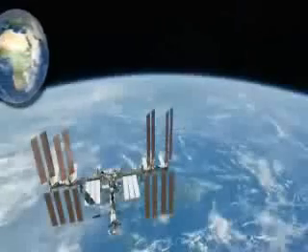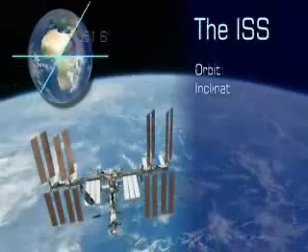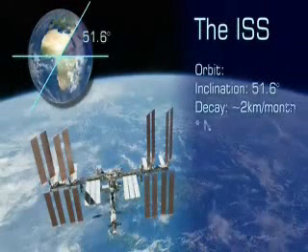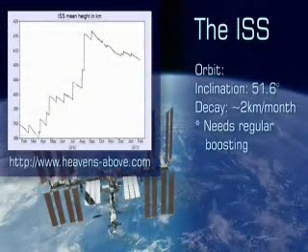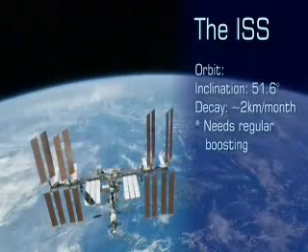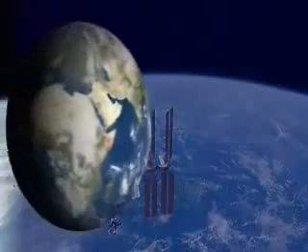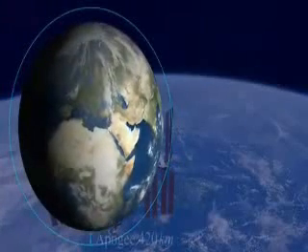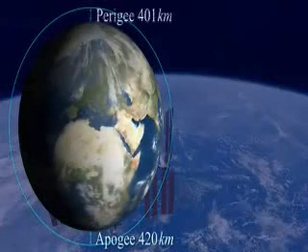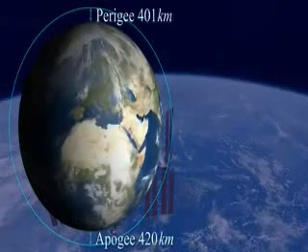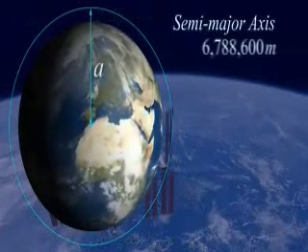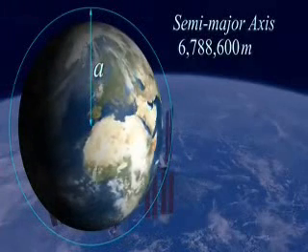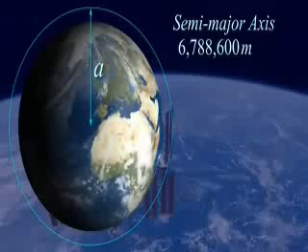Consider the International Space Station. Its orbit is inclined at 51.6 degrees to the equator. It suffers orbital decay due to drag of about 2 kilometers altitude per month, so the altitude of its orbit needs regular correction. It's consistent enough from one night to the next that we don't need to worry about it here. On the 25th of January 2013, its orbit had an apogee altitude of 420 kilometers and a perigee of 401 kilometers. Its orbit is very nearly circular. Adding these values to Earth's equatorial diameter and halving gives us a semi-major axis for the orbit of 6,788,600 meters.